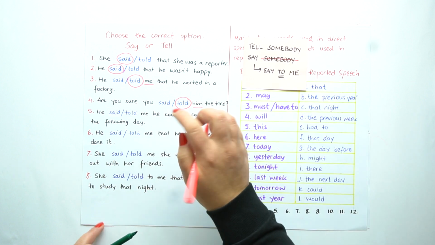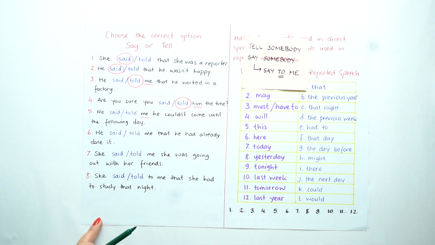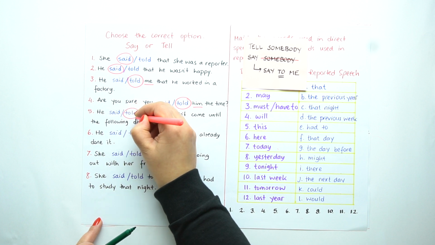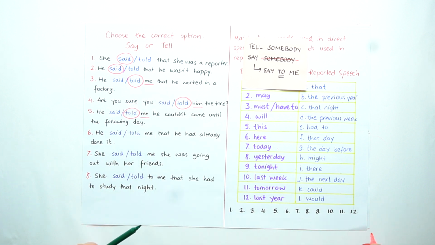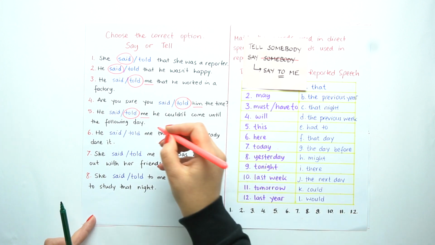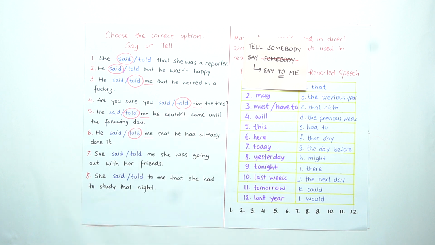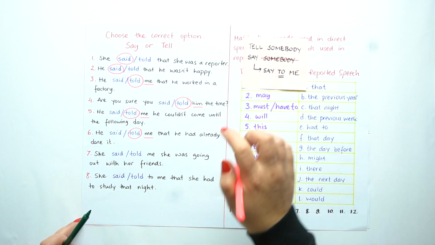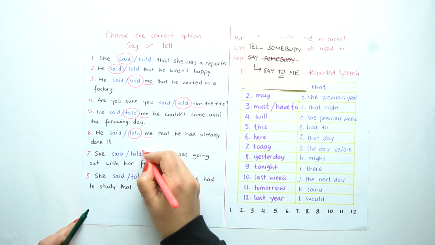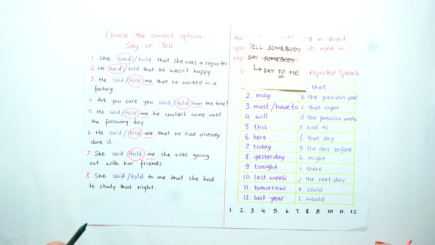Again, we have somebody here. So the answer is told. He said or told me that he had already done it. And again, we have somebody. The answer is told. She said or told me she was going out with her friends. Again, we have somebody, right? So the answer is told.